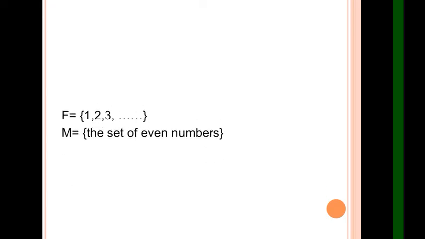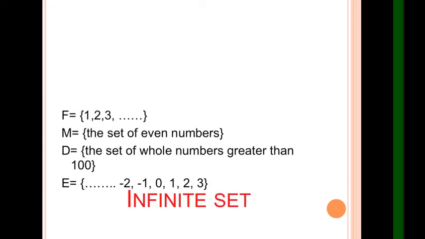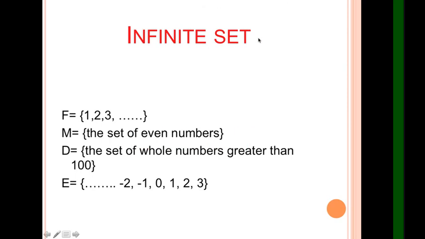So, pag sabing finite, meron siyang hangganan. Okay? While this one. So, these are examples of infinite set where f is equal to 1, 2, 3 ellipses. Ibig sabihin ng ellipses na yan, wala siyang hangganan.